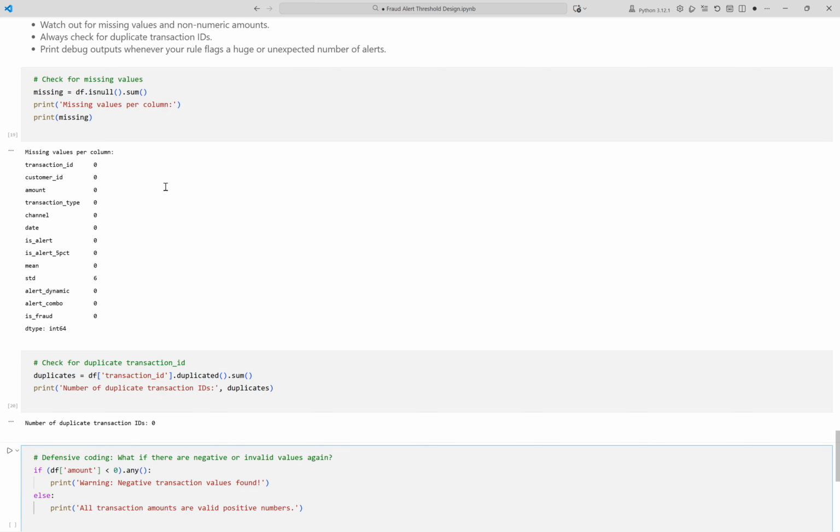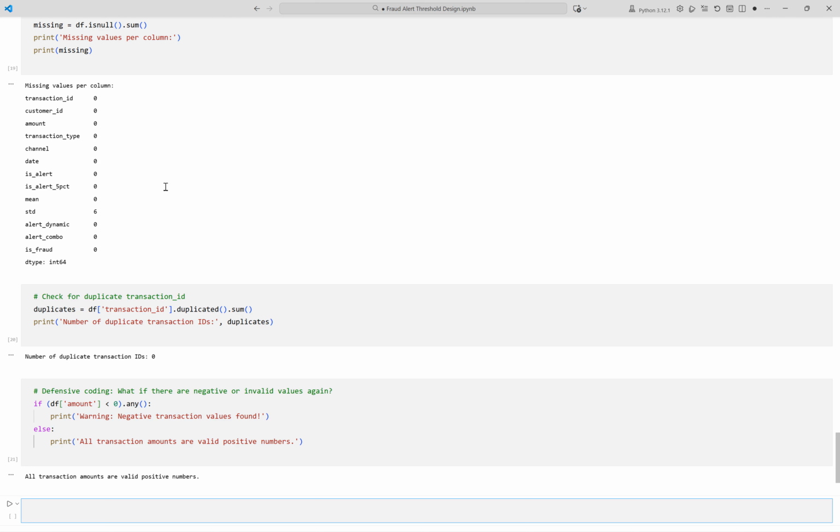Running the cell now. This output confirms that there are no negative values in the amount column, which is crucial for ensuring the reliability of threshold alerts based on transaction amounts. By including this defensive check, the code helps catch invalid data early, preventing false alerts or errors later in the pipeline. Notice how this simple condition acts as a safeguard to maintain data integrity before applying more complex rules. Add similar checks before any rule-based flagging function.